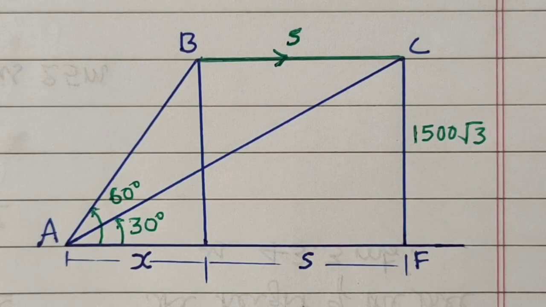The angle of elevation of a jet plane from a point A on the ground is 60 degrees. After a flight of 15 seconds, the angle of elevation changes to 30 degrees. If the jet plane is flying horizontally at a constant height of 1500 into square root of 3 meters, find the speed of the jet plane.